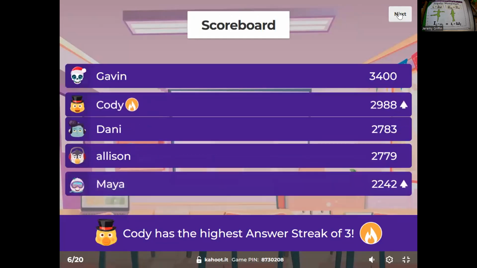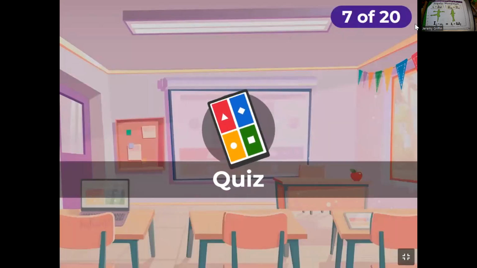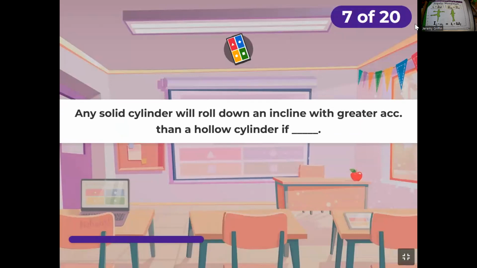All right, how are we doing? Points. Got Maya, Allison, Danny, Cody on fire. All in a second. And Gavin still holding on to the lead. Any solid cylinder will roll down an incline with greater acceleration than a hollow cylinder, if what?